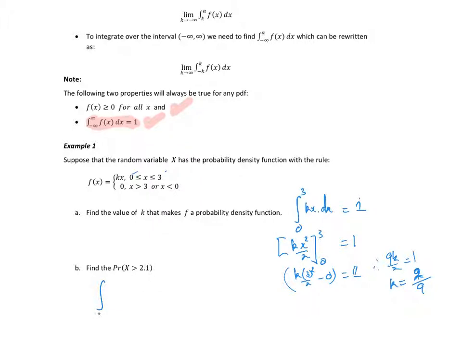Right? And hence, if I want to find the probability that x is greater than 2.1, that means the integral from 2.1 to 3 of 2 on 9 x dx is the probability that x is greater than 2.1. Clearly, something like that would be done on our CAS. And using our CAS, we get an answer of 51 on 100, which is obviously 0.51. So that's the probability of having a value greater than 2.1.